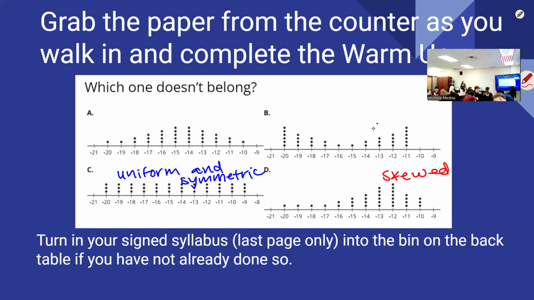And whenever the data is more to the right, so like very little data to the left, more to the right, we call it left skewed, which I know is weird. It is the opposite of what you would think. The data is more on the right, so it's left skewed.